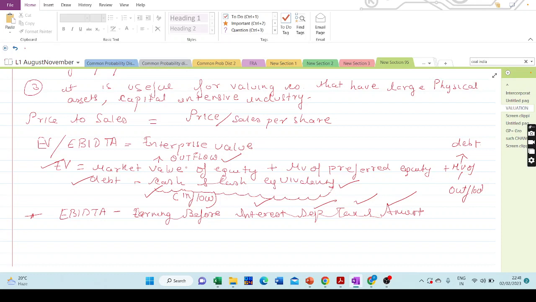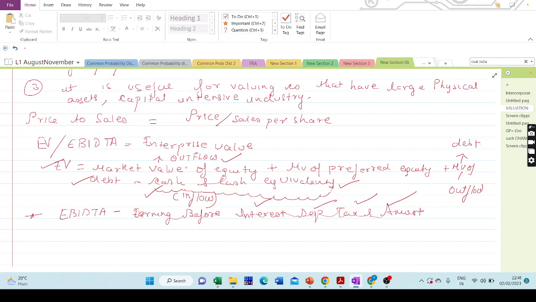While calculating gross profit, your administrative expenses, selling and marketing expenses are not deducted from gross profit, but to the best of my knowledge, from EBITDA, these expenses are deducted. Okay. So your operating expenses are deducted from your EBITDA.